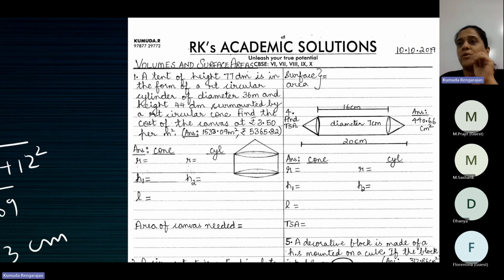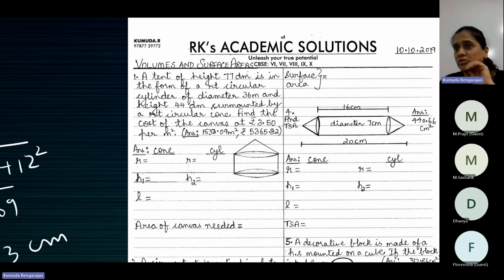Okay. What is 20 centimeters? It is the height of the cone plus the height of the cylinder plus the height of the cone. And the two cones will be identical. They'll not have different heights. Yes or no? They have to be identical. So height of the cone plus the height of the cylinder plus the height of the cone is 20.